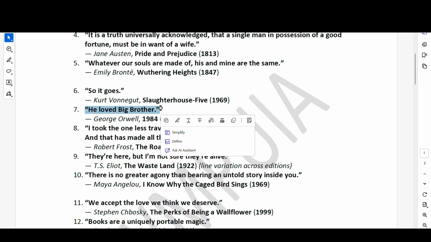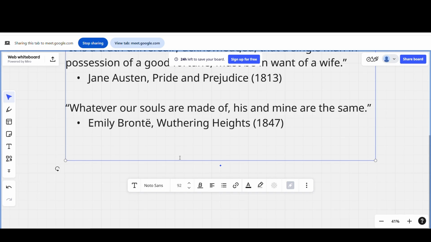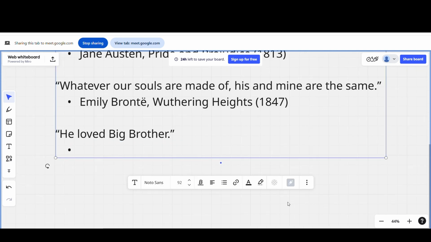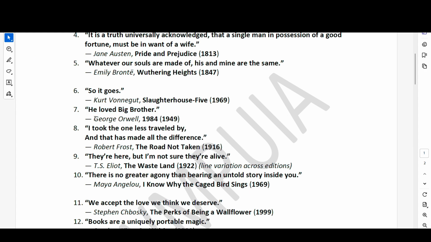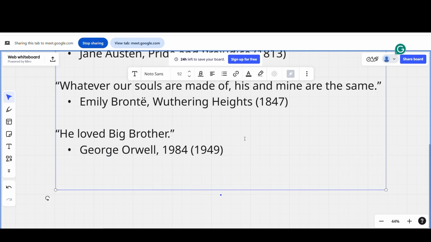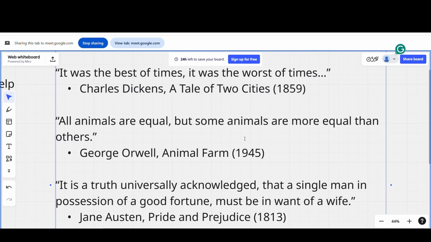He loved Big Brother. Do you have any idea where this is taken from? This is taken from where? George Orwell, 1984. The book 1984 was published in 1949. So George Orwell, he loved Big Brother. This is taken from here. These are very iconic lines.